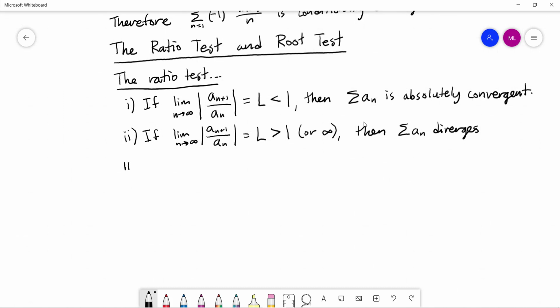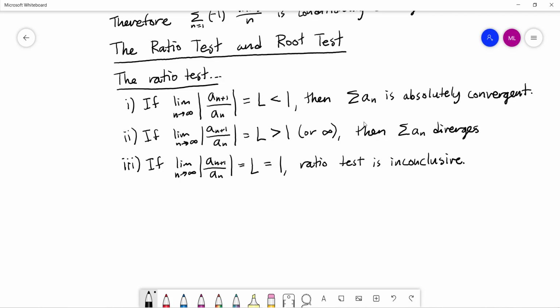If, in the final case, that ratio, so the limit as n goes to infinity of the ratio of a sub n plus 1 over a sub n equals L, and that L is equal to 1, then it turns out the ratio test has failed us. It's inconclusive. We can't determine the answer one way or the other, and we're going to have to use a different approach to decide whether or not it's convergent or divergent.